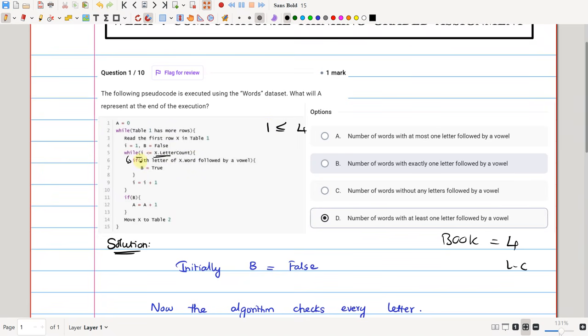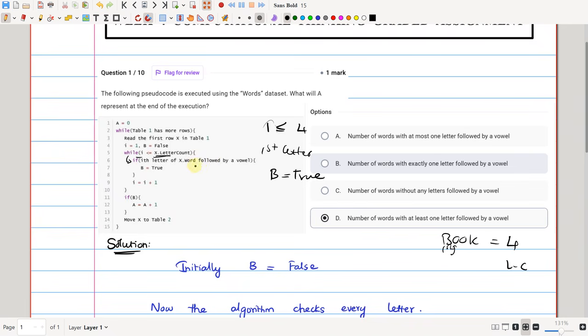Then I have to move on to this if condition. If the ith letter of the x dot word is followed by a vowel. The ith letter means the first letter, right? So we have to check if the first letter is followed by a vowel. Yes, it is followed by a vowel. So if it is followed by a vowel, then you have to set B is equal to true. First I compared I and the letter count, and it is less, so this while condition is true. So I'm executing the statements inside the while loop.